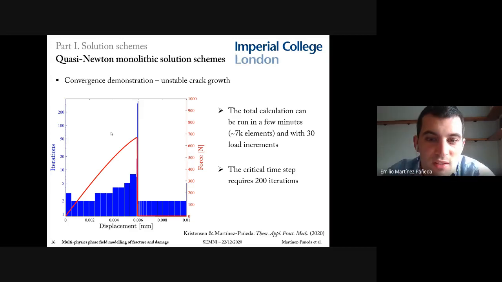I want to emphasize two things. First, you can see that the method is very robust. Calculations run in a couple of minutes, and the entire fracture process can be captured up to complete rupture of the sample with only 30 load steps. However, you can also notice that the critical load step requires more than 200 iterations to converge. This is a characteristic of phase field fracture simulations. The scheme is very robust and convergence is always achieved, no matter how nasty the problem is, but critical time increments might require hundreds of iterations.